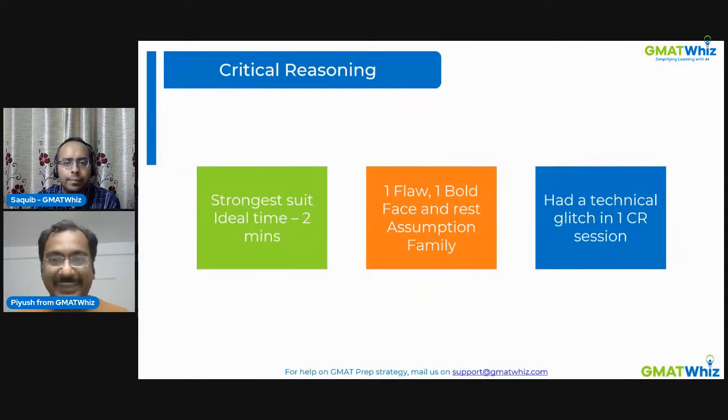And the third thing is the technical glitch that happened. Saquib used it to his advantage. He did not start thinking about whether the computer was going to restart or not, because he knew that's not in his control. If it happens, it happens. He started thinking about the question that he was solving, and even though it was 15 or 20 seconds, he utilized that time.